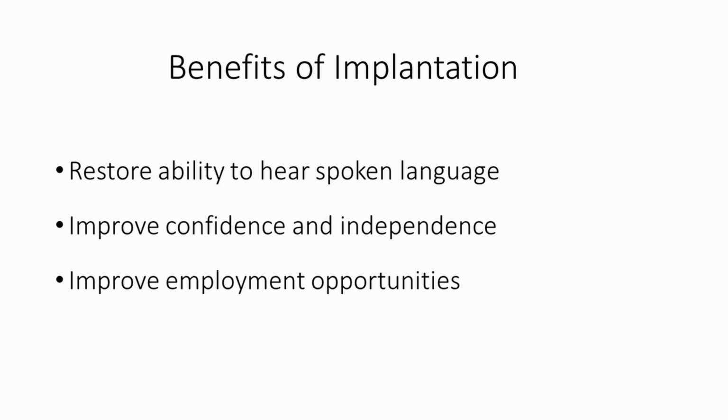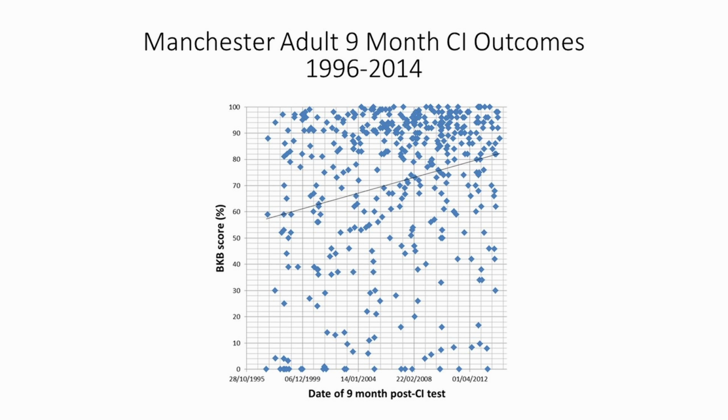Next slide, please. And this is a summary of the Manchester cochlear implant patients' outcomes over a 15-year period, not just NF2, but everybody. You can see the speech discrimination scores here from 0%, which is really bad, to 100%, which is really good. Spread across the various years.